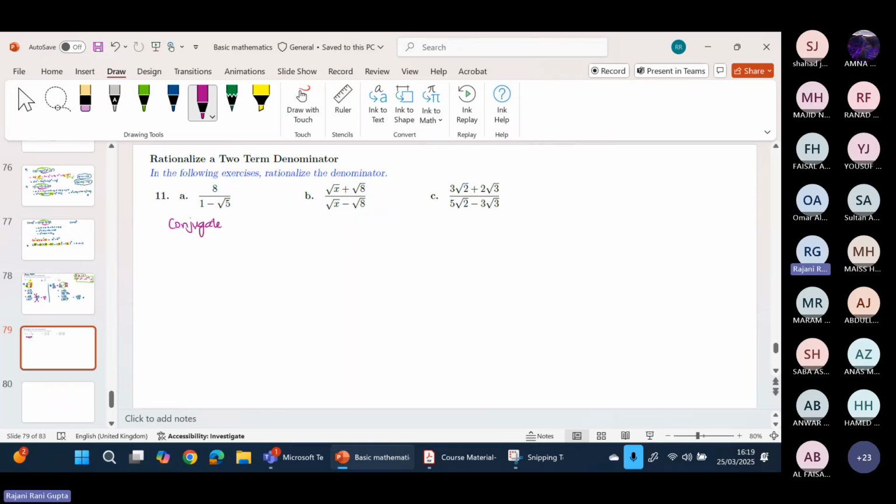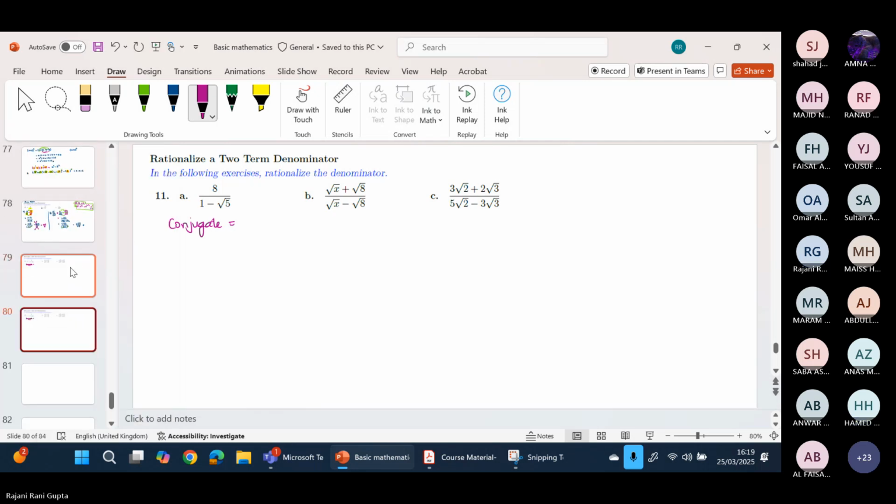Do you remember the conjugate? Please tell me what is the conjugate of 1 minus root 5? Yes, it's 1 plus root 5. Good. I'm solving question number 11a. So start with your question, 1 minus root 5. Then you multiply and divide by the conjugate, which is 1 plus root 5, 1 minus root 5. Put brackets, it's important.